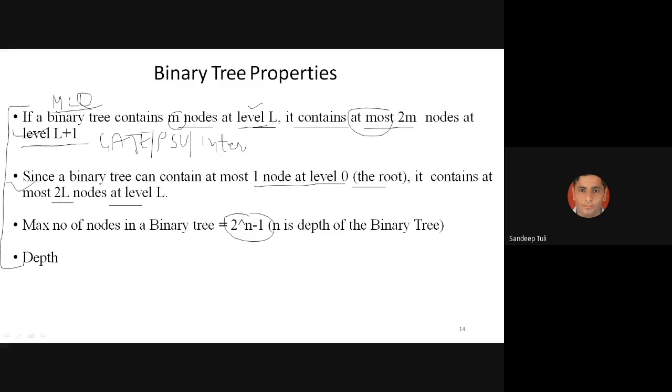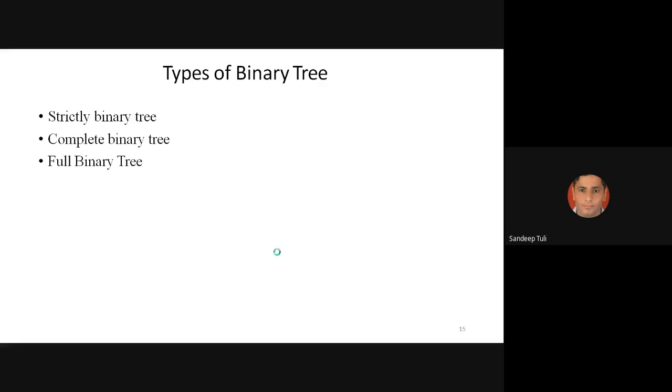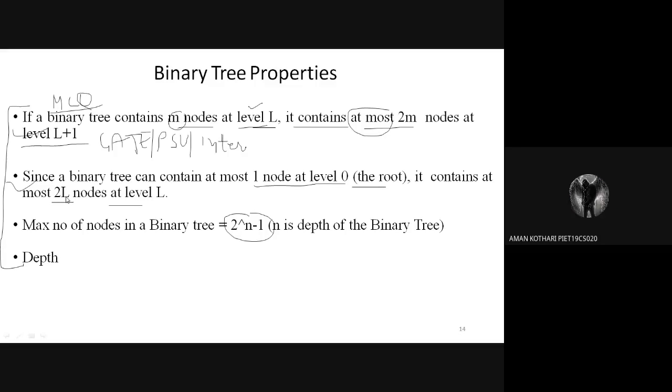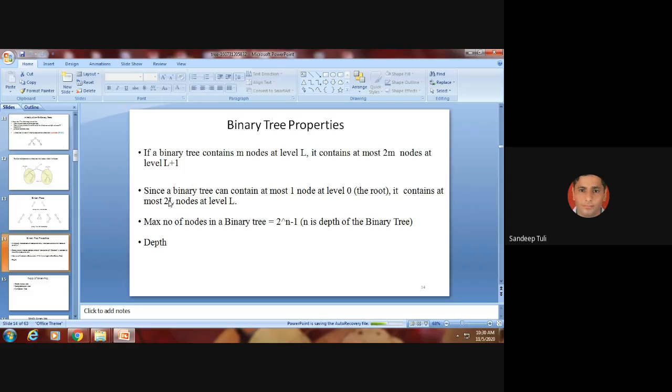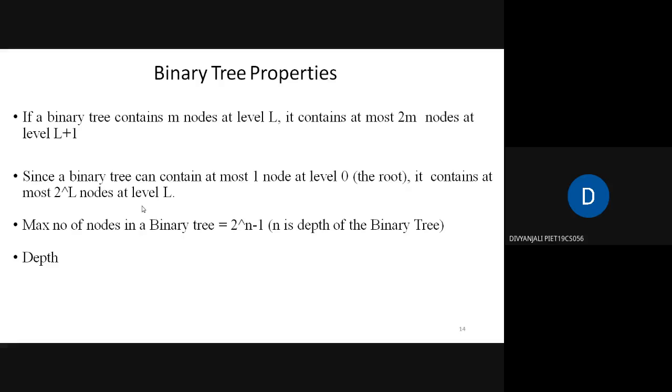Just a minute. It contains at most 2 L nodes at level L. It is not 2 L, it is actually 2 to the power L. Discard that. It is actually in this PPT; the power option is not available, so I am putting this particular sign over there. So 2 to the power L nodes must be there at level L. Is it okay now? Yes, sir.